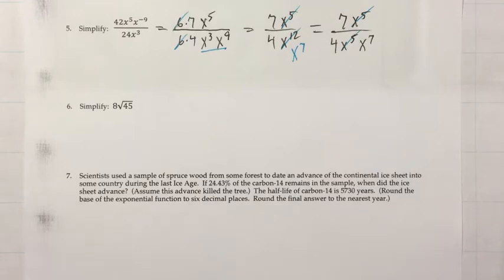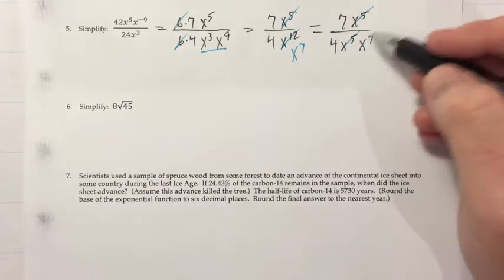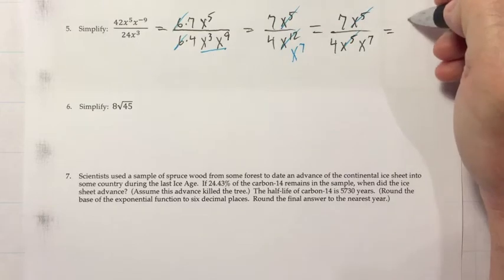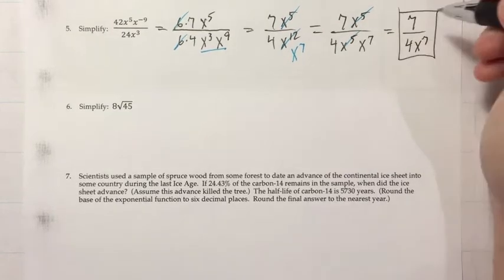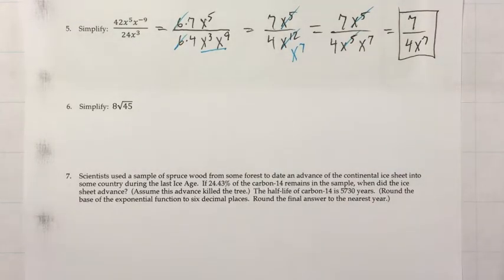And I think that's it for canceling. The 7 and the 4 have nothing in common. We only have x's on the bottom now. So 7 over 4x to the 7th would be our final answer on that one.